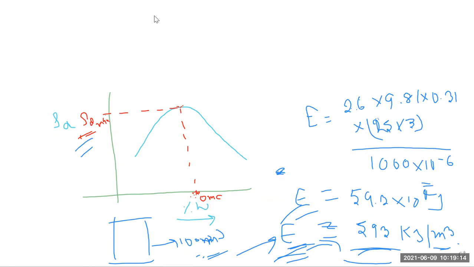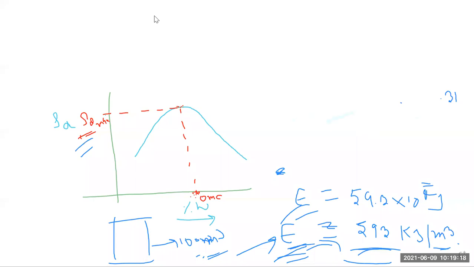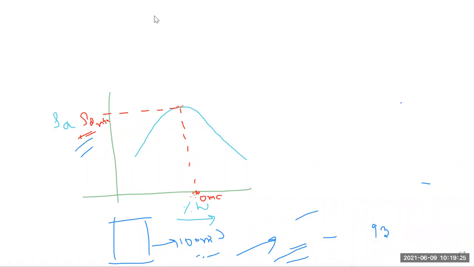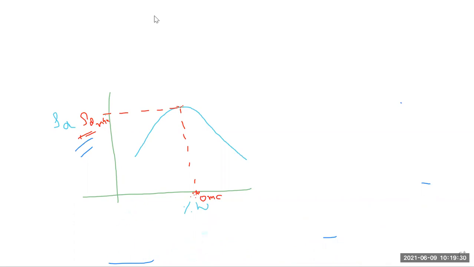Similarly we can also calculate for Indian standard heavy compaction. Energy used for Indian standard heavy compaction. In heavy compaction, the weight of hammer is 4.9 kg, see the table. The number of blows is 25, the number of layers is 5, and the mold size is also 1000.